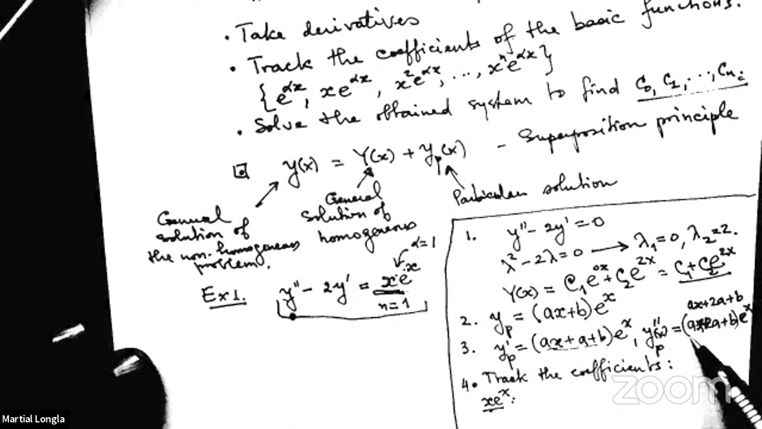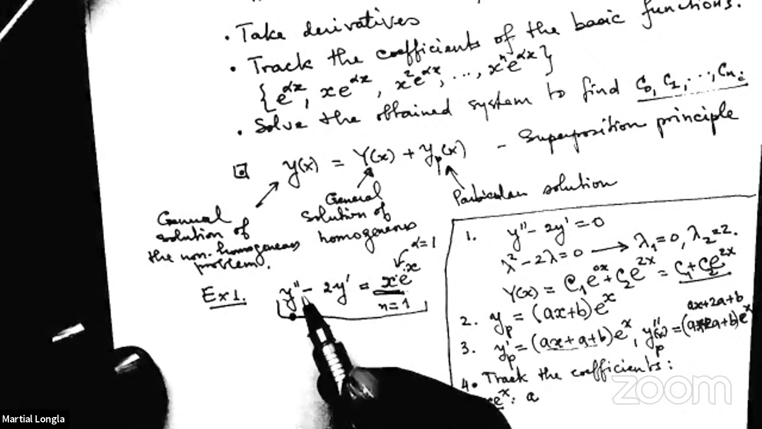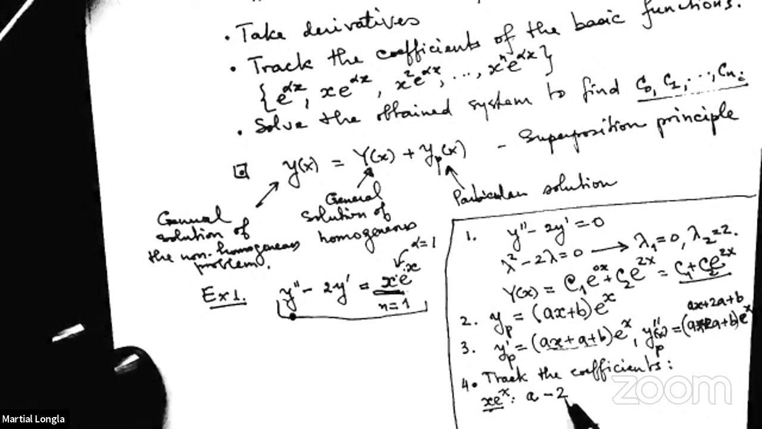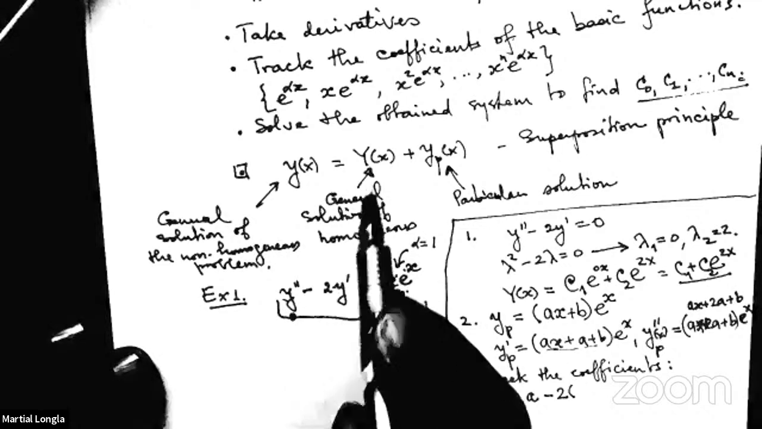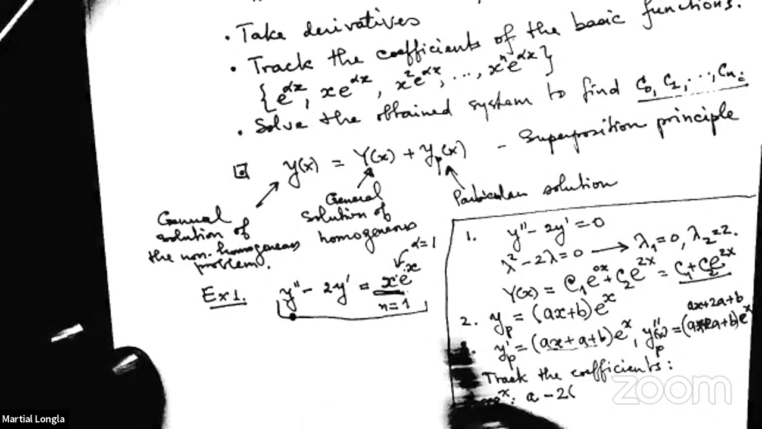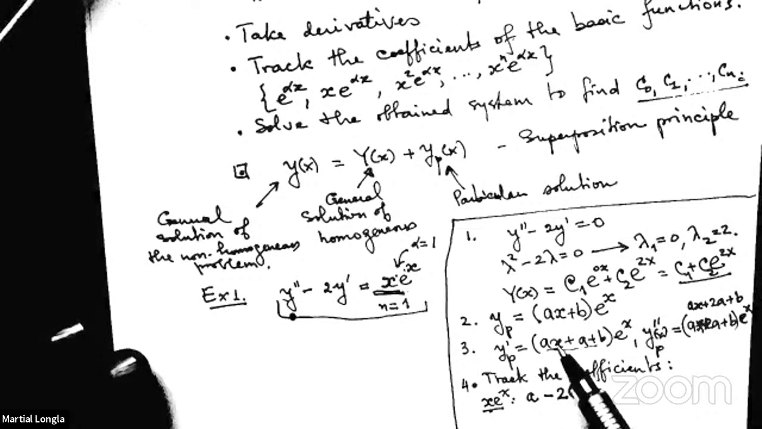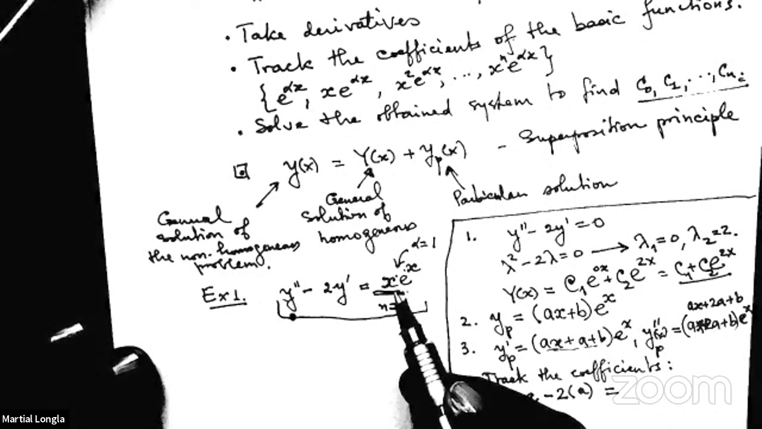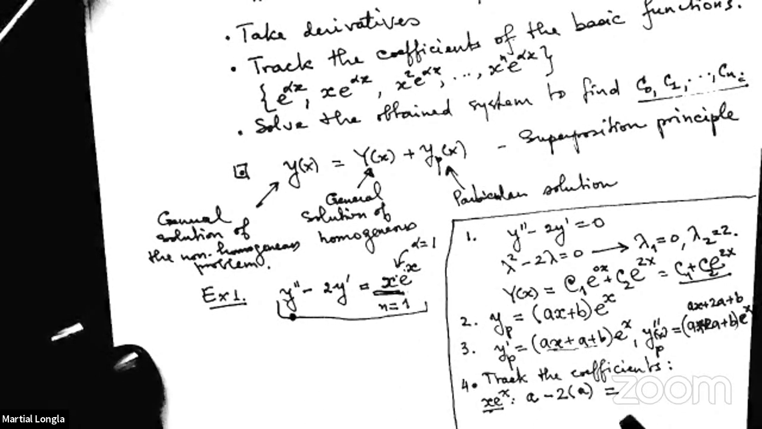Second derivative is right here. Ax e to the x, that's the only thing I have there. So that's a. I continue my equation, I got a minus 2, then first derivative. I go to the first derivative, I look for x e to the x, and that's another a. So that's minus 2 times a equals, and I look at the right-hand side of the equation, I have x e to the x, the coefficient is 1. That's it.